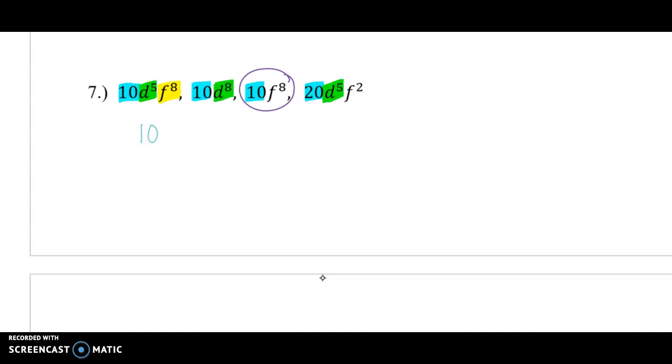We have F to the 8th, F to the 8th, F to the 2nd. But now it's this second term right here that doesn't have a variable F. So I cannot take out a term that has F in it if not all of my monomials have it. So my final answer here would actually just be 10.